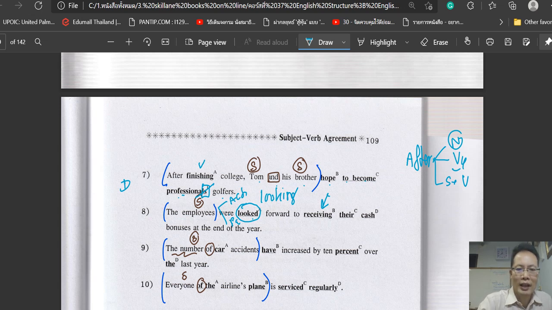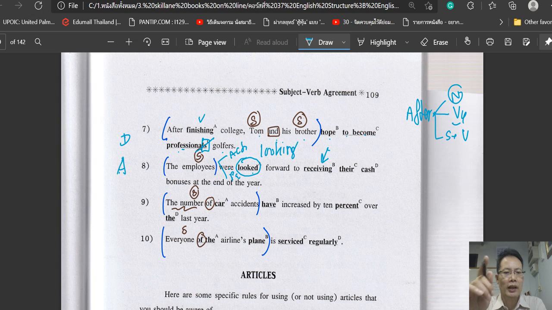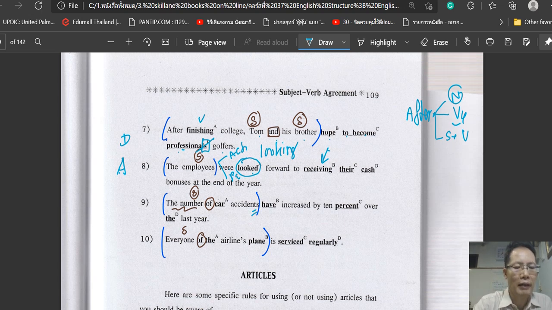Number, sorry, answer A. We find the incorrect portion of the sentence. We don't find the correct portion. We find the incorrect words. The number of is singular. The number of plus plural. Correct? Yes, correct. But car in front, no S-E-S. Correct. Not cars. The number of car accident. The number of is singular or plural subject? It is singular subject, ladies and gentlemen. You can't use have. The correct one will be has.